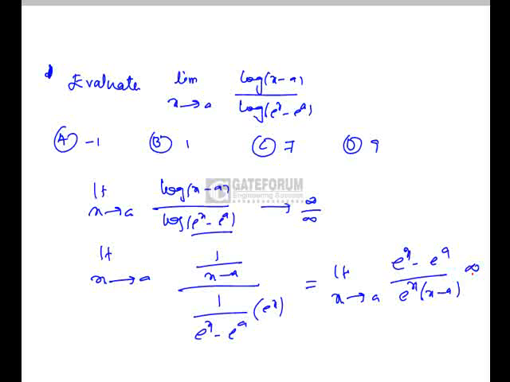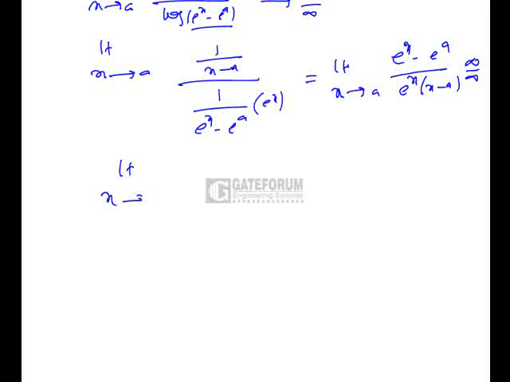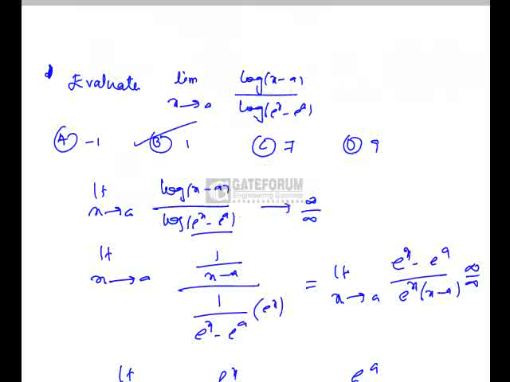Now again it is in the form of infinity by infinity, so we'll use L'Hospital rule again. So if we use L'Hospital rule, it will be limit x tends to a of e power x by e power x into x minus a plus e power x. We have to use the UV rule in the denominator, and let us substitute x as a now. It will be e power a by, this term will be 0, plus e power a, that is 1. Hence the answer is B.